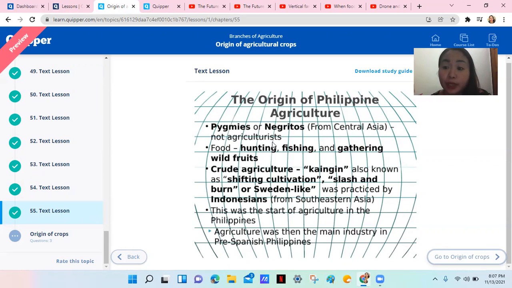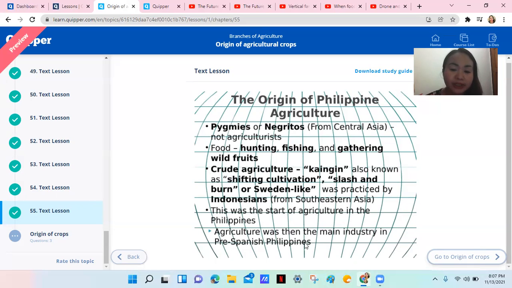Usually our original natives were pygmies or Negritos from Central Asia, and these were usually not agriculturists because they were food hunters and fishermen, gathering only wild fruits. And we call this crude agriculture when kaingin started, also known as shifting cultivation or the slash and burn or swidden-like practice by Indonesians from Southeastern Asia. So this was the start of agriculture in the Philippines.